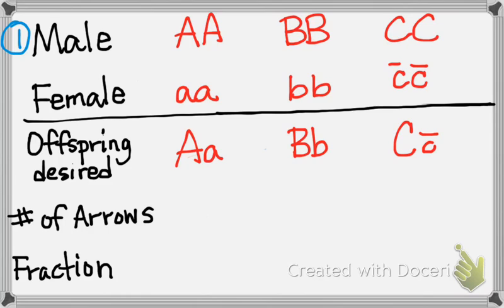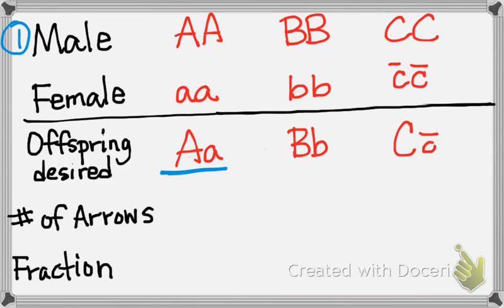This is problem number 1 on the back of your worksheet. Okay, so you have a dad who is homozygous for all 3 of the dominant traits, and then mom is homozygous for all 3 of the recessive traits. But we want to see what is the chance that they will be able to have a child who is heterozygous for all 3 of those traits, okay?